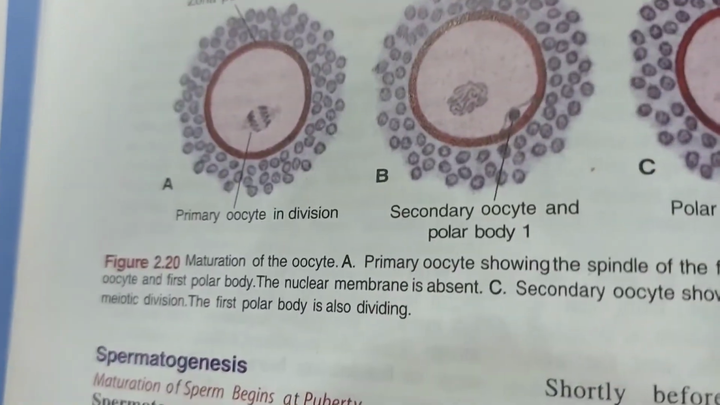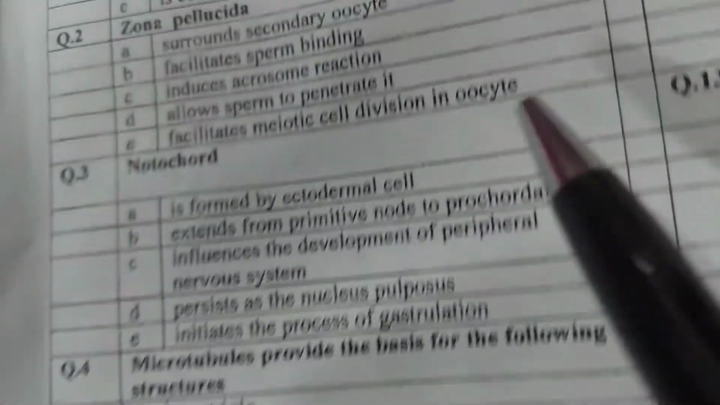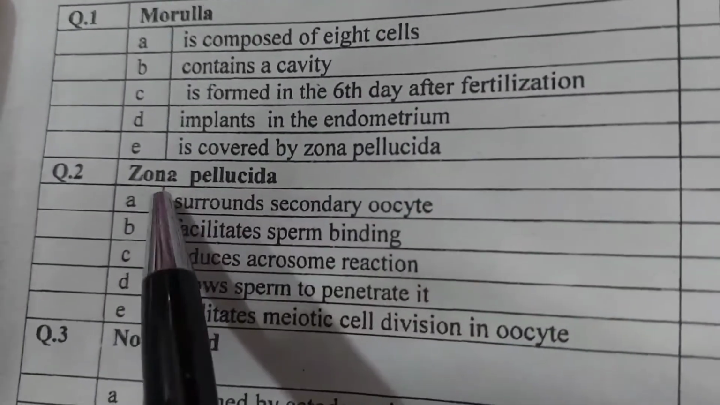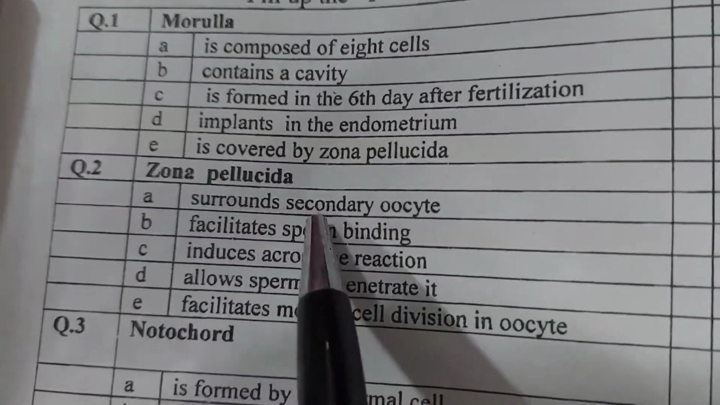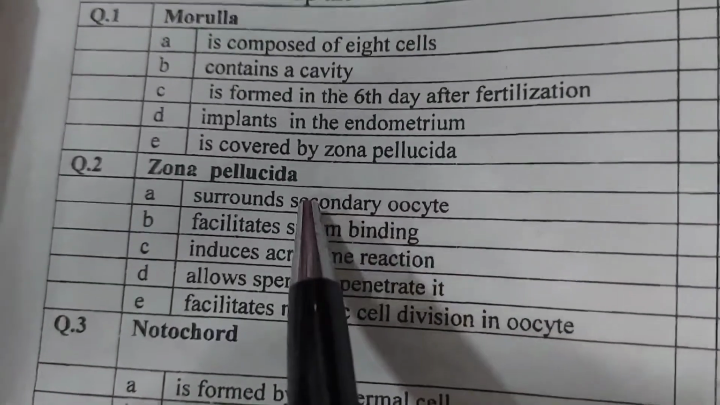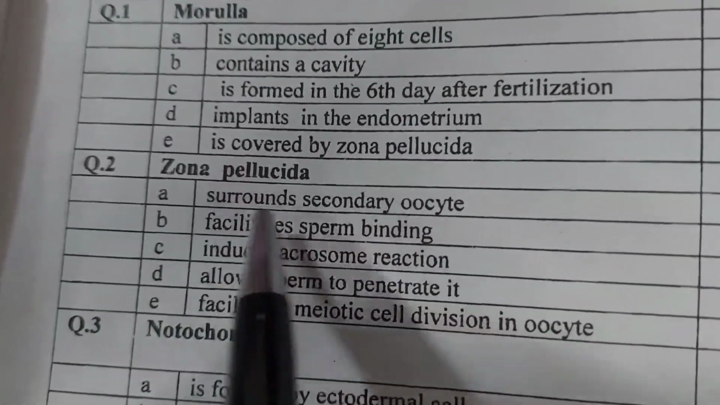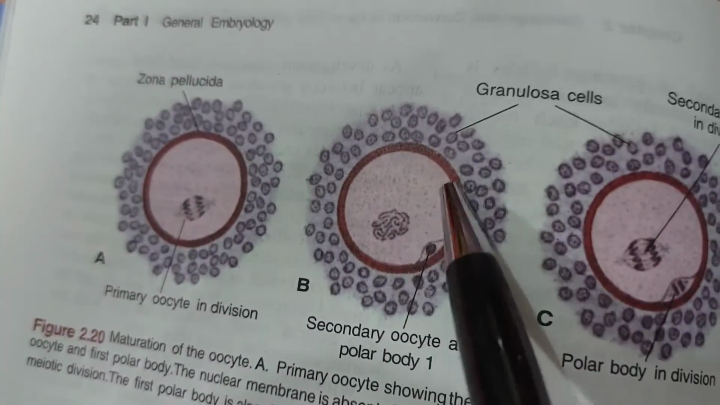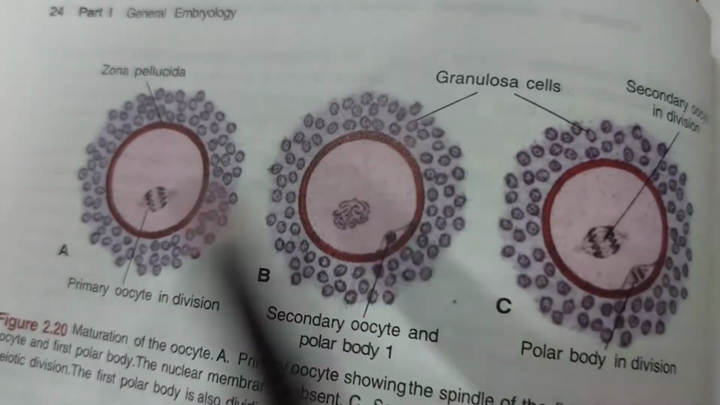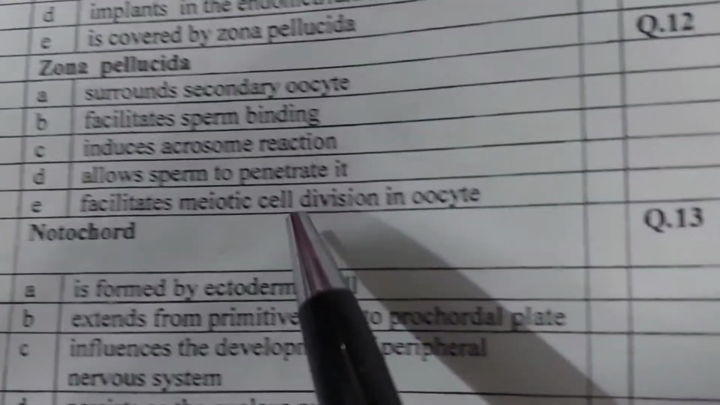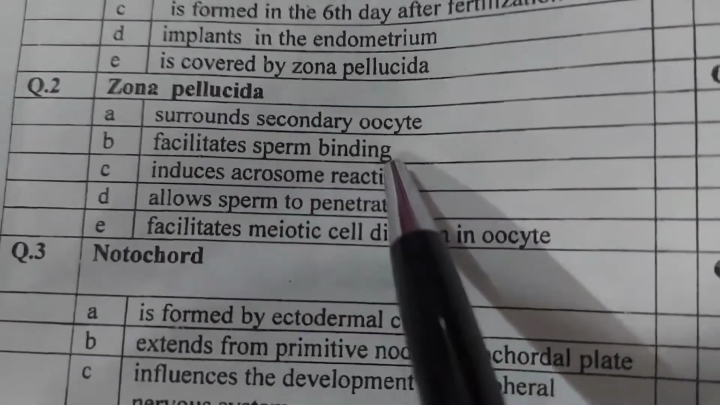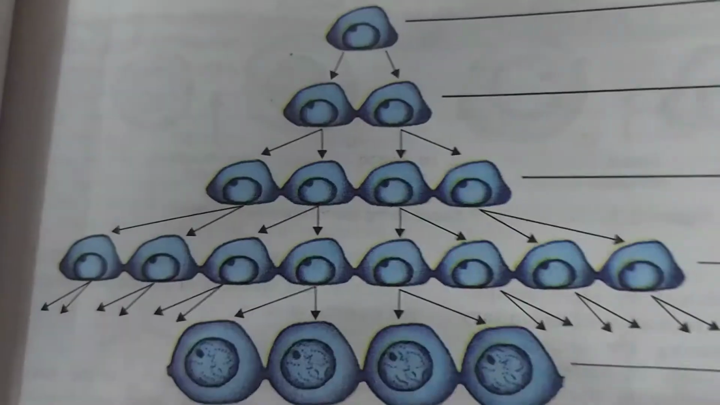So our question was whether the Zona pellucida is present in the secondary oocyte. So it is right that the Zona pellucida surrounds the secondary oocyte. This is the secondary oocyte and it is surrounded by the Zona pellucida. Second thing, it facilitates sperm binding.